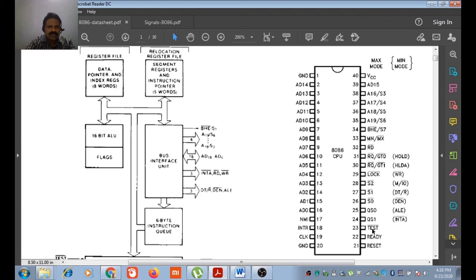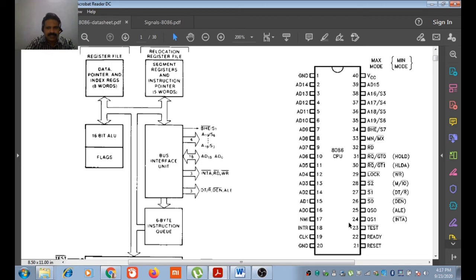So when a logic high is appearing on the TEST bar pin, the 8086 will remain in the wait state. The WAIT instruction causes the CPU to enter a low power sleep mode until awakened by an interrupt. The 8086 will come out of this sleep mode once it receives an interrupt or a logic 0 on the TEST bar pin.